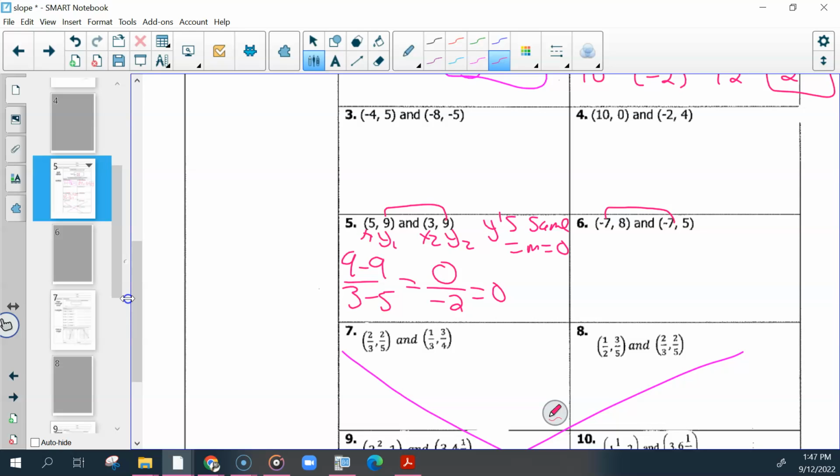So then if the y's are the same and you get m equals 0, the opposite would be true here. Our x's are the same, so this is going to be undefined. So if you start to see patterns like that, you don't have to do the math. You could say, I see that these values are the same. This is going to be m equals 0 or m equals undefined.